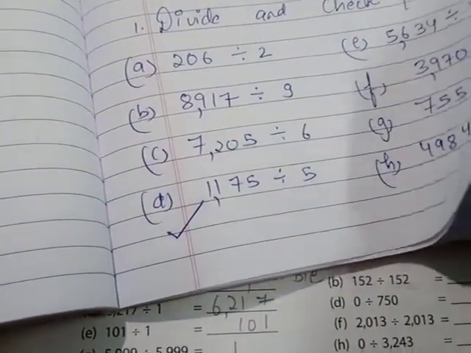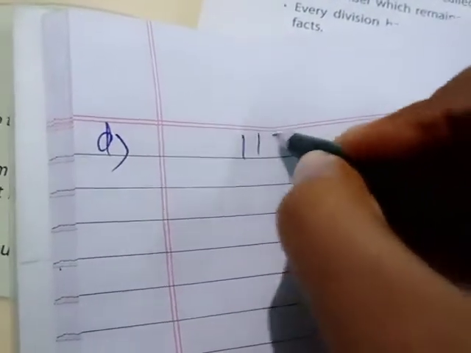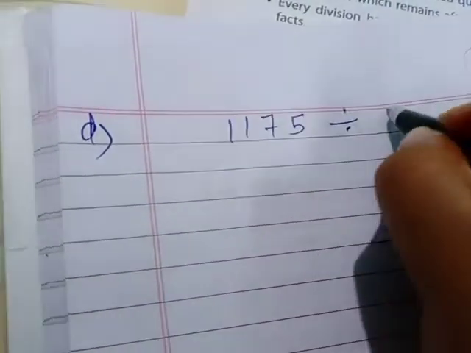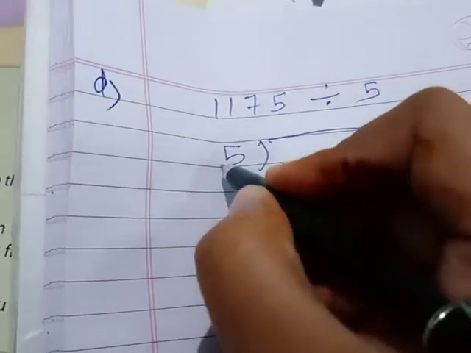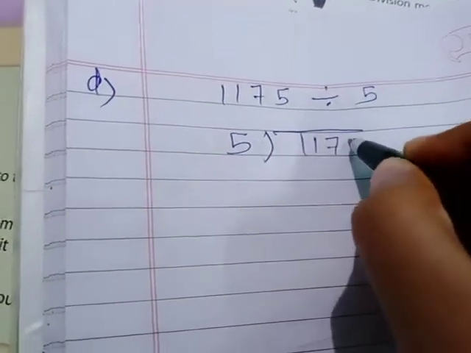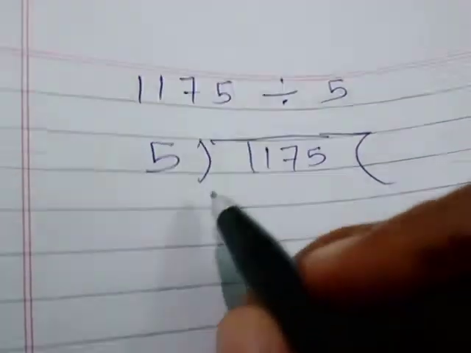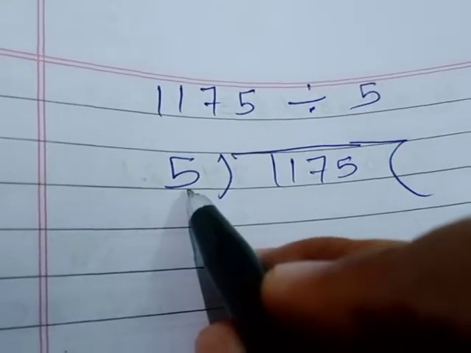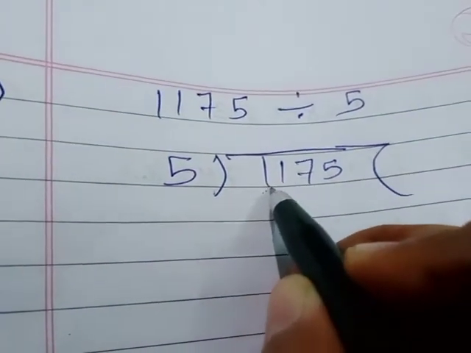1175 divided by 5. The question is D, I'm explaining. 1175 is to be divided by 5. So first of all, we'll make a column with the divisor and the dividend. The first step is to see whether the given divisor is smaller or bigger than the first digit.